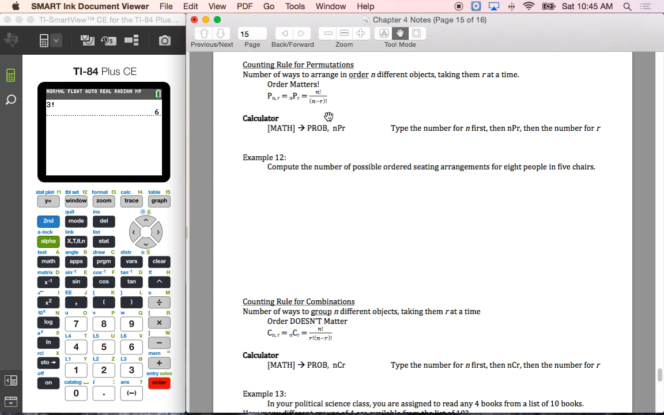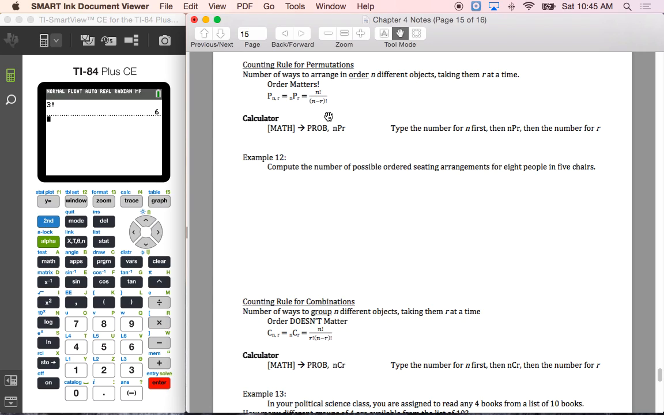Now we're going to look at permutations and combinations. Those are also on our calculator. You need to make sure you write somewhere that with permutations, order matters. With combinations, order doesn't matter, because you've got to figure out which one to use.